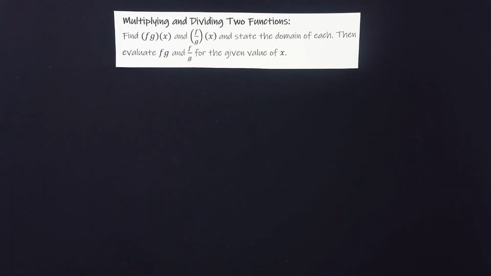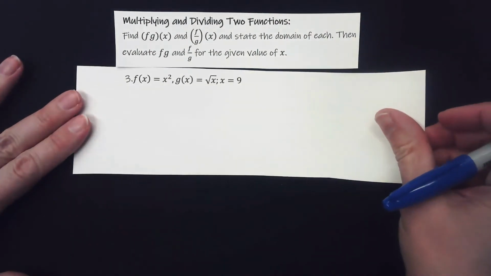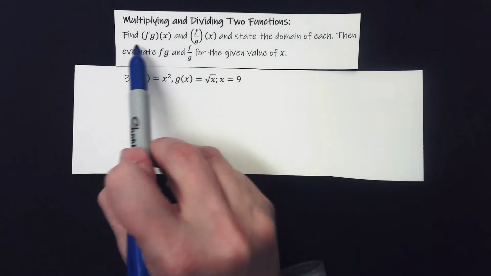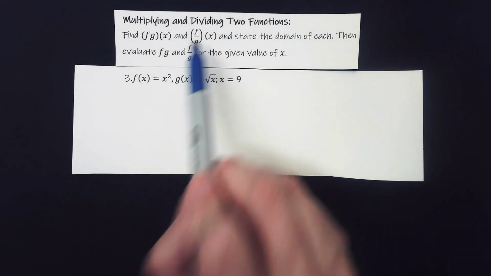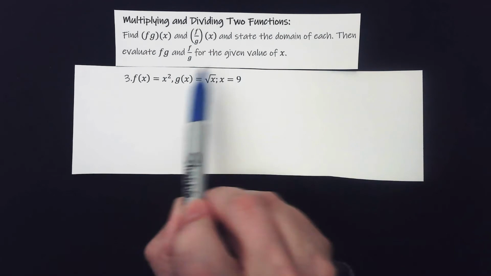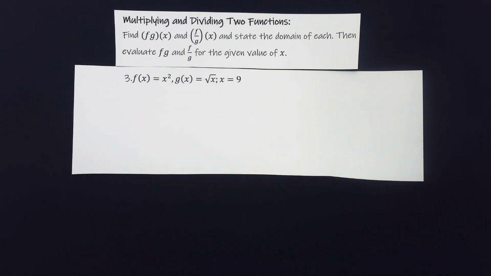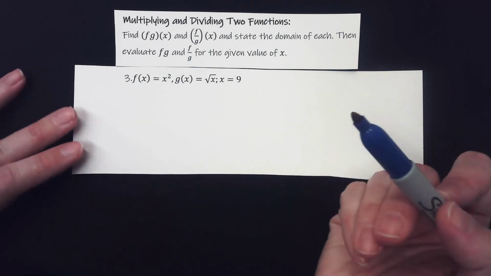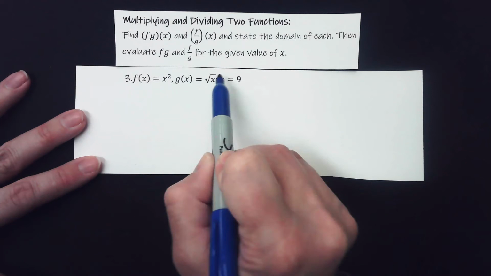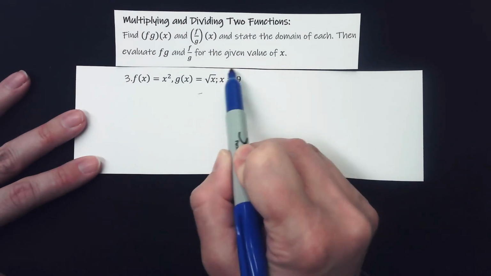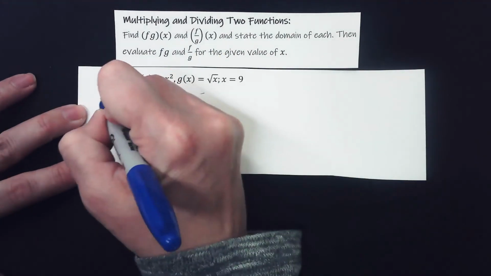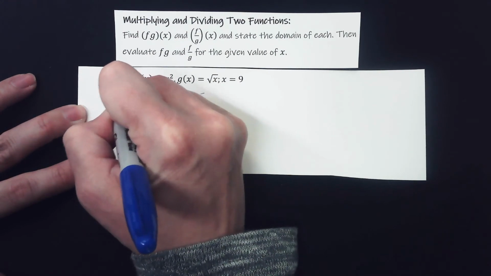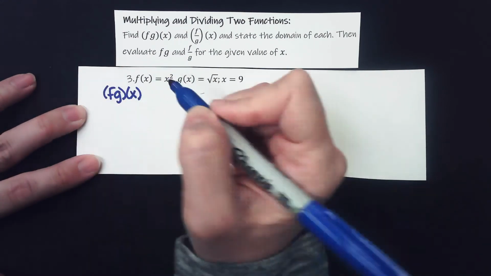So if I start with number 3, we're first going to multiply the two functions together, and then we're going to divide. And then we state the domain and evaluate for the given value of x. It gives us function f, gives us function g, and gives us x equals 9. Alright, so let's first find f times g of x.